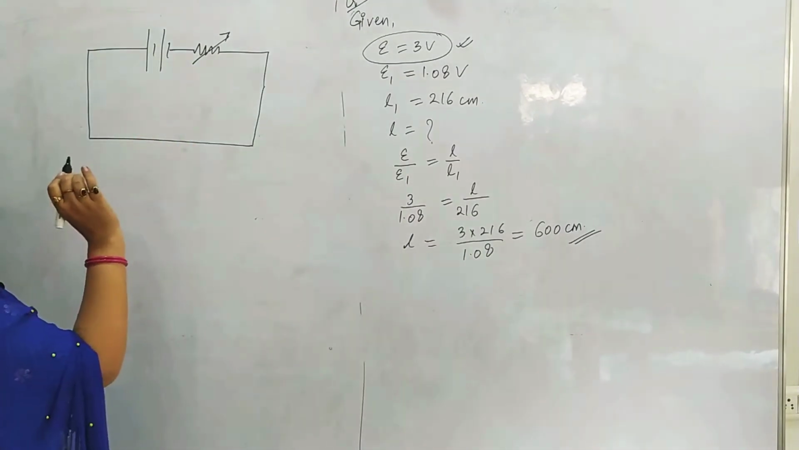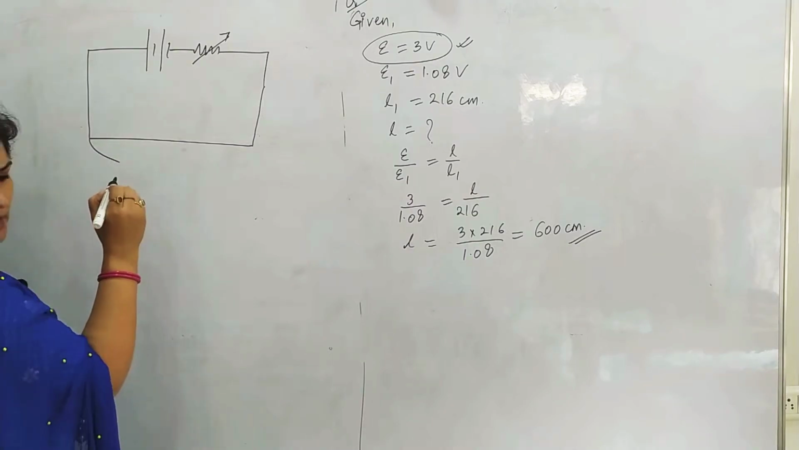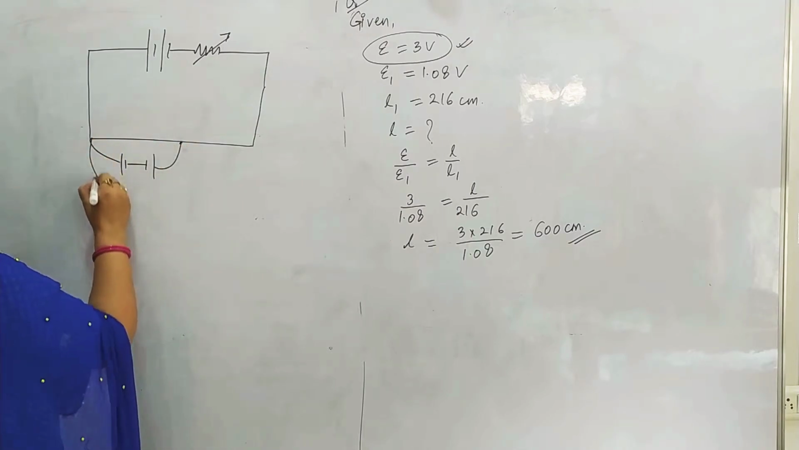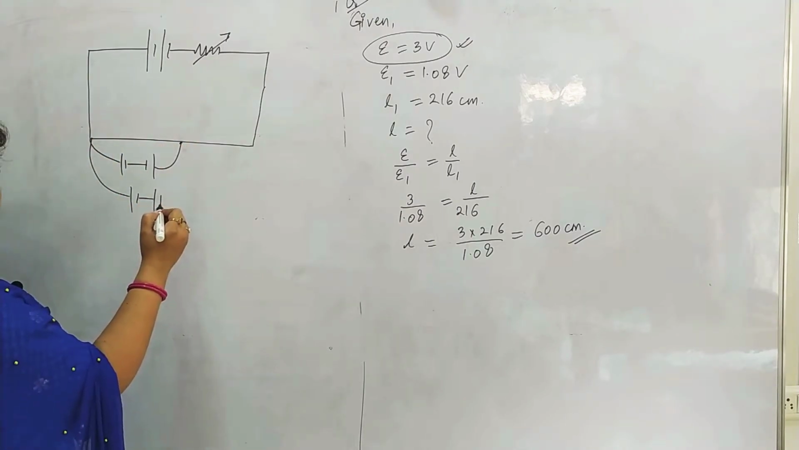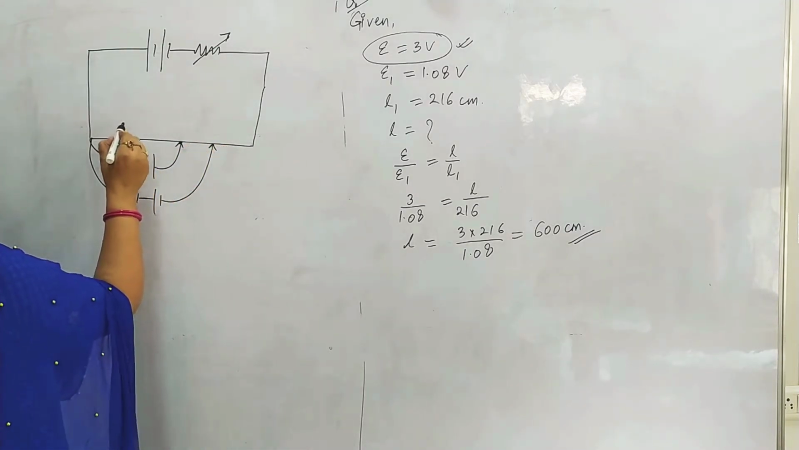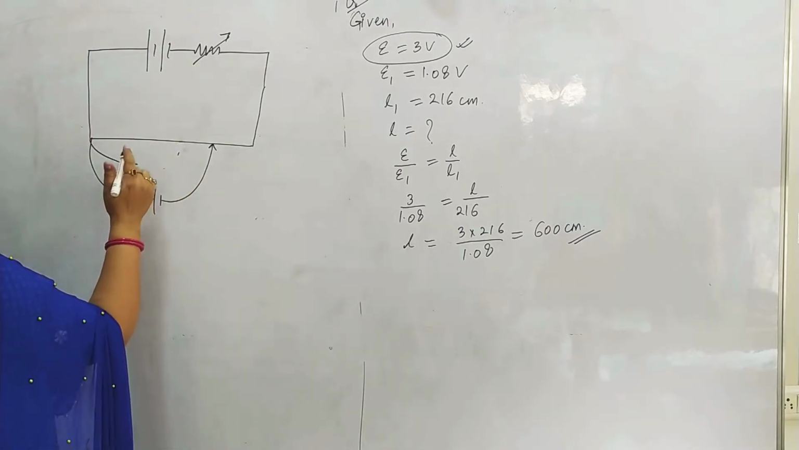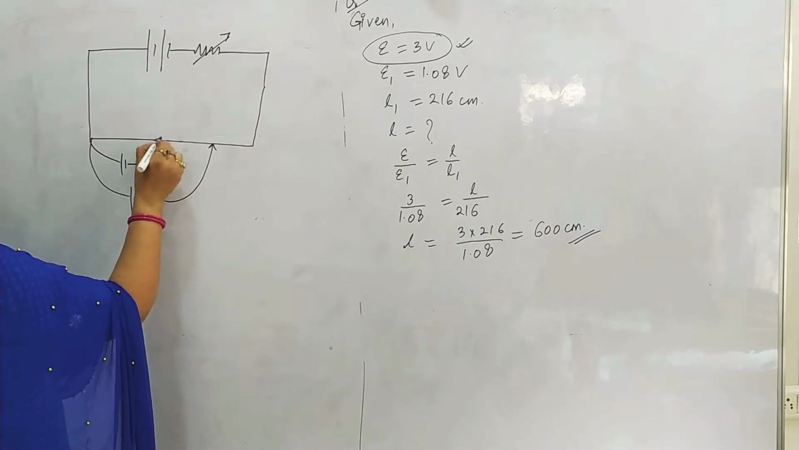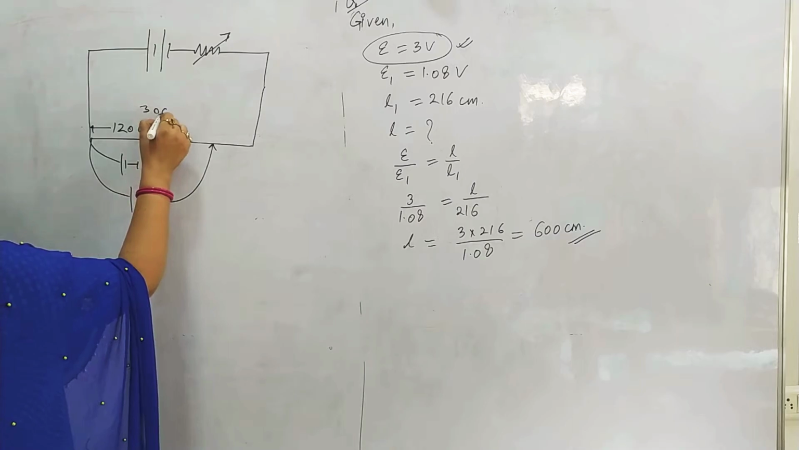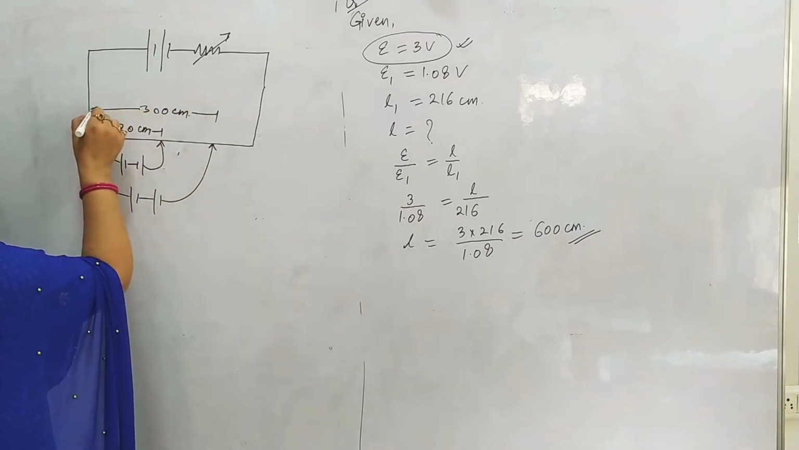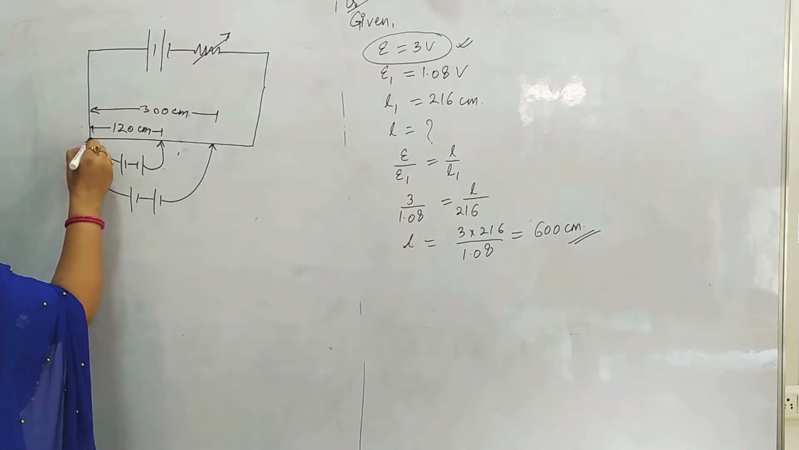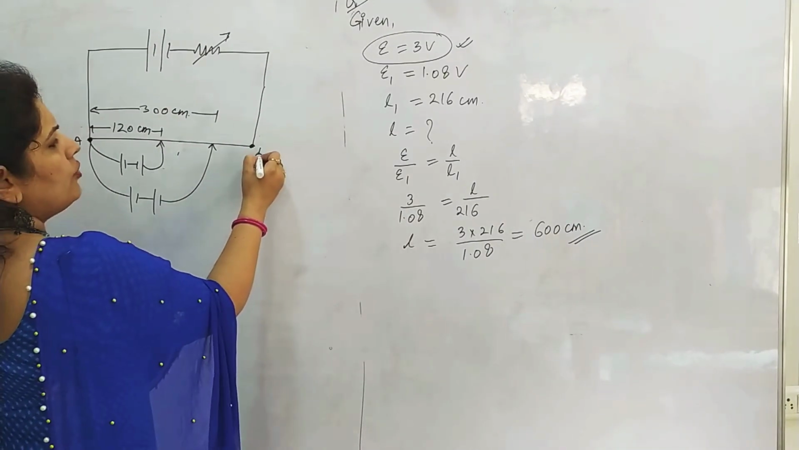So for numericals, that is how shortly we draw the potentiometer. 2 cells are attached, E1, E2 and E1, E2. First length is given as 120 centimeter. And the second length is given as 300 centimeter, right? So this is AB. AB here means all 4 meters.